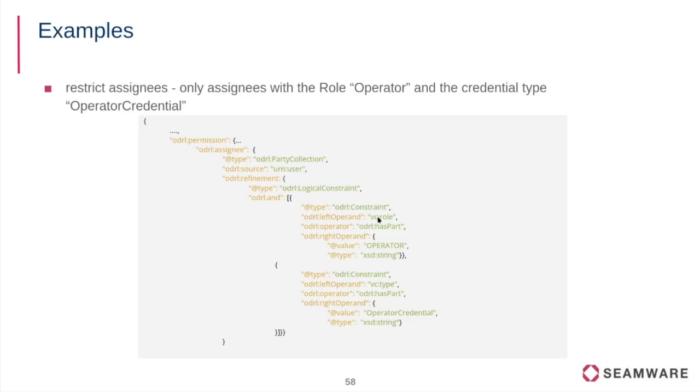In this case, we're saying our user or our requester has to have the role operator, and we also say it needs to be part of the operator credential. So only users that provide me an operator credential that contains the role operator are allowed to access my data set.